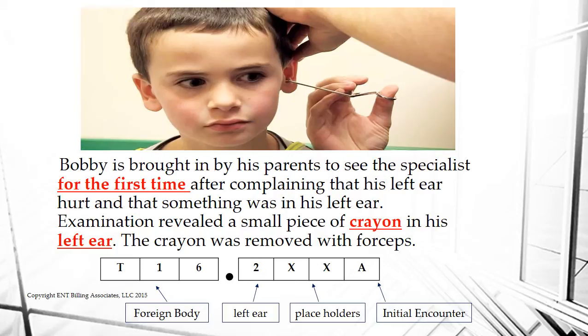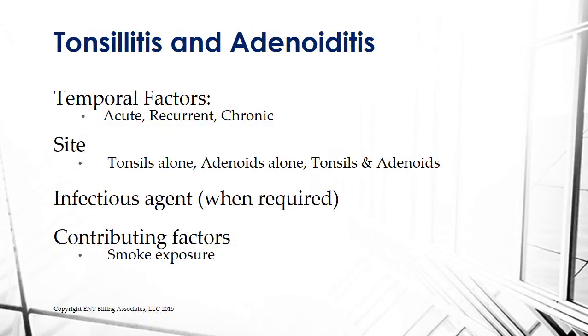So now that we've covered some of the major ear conditions, we're going to move on to manifestations of the throat and digestive system. We're going to begin with tonsillitis and adenoiditis. When performing your examination, you will want to make sure you indicate the temporal factor, so if it's acute, recurrent, or chronic. You want to indicate the site, the infectious agent, if known, and any contributing factors.